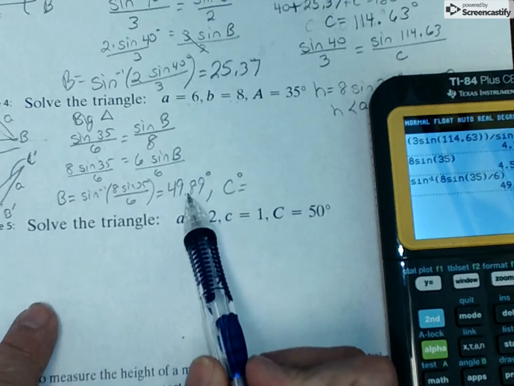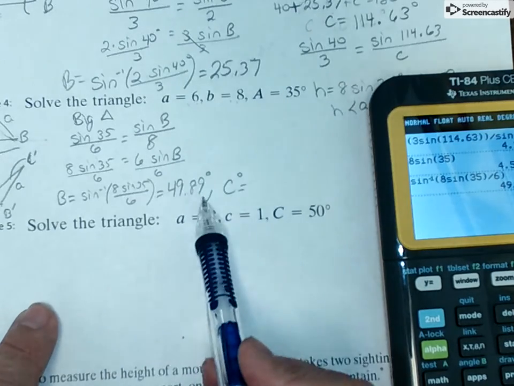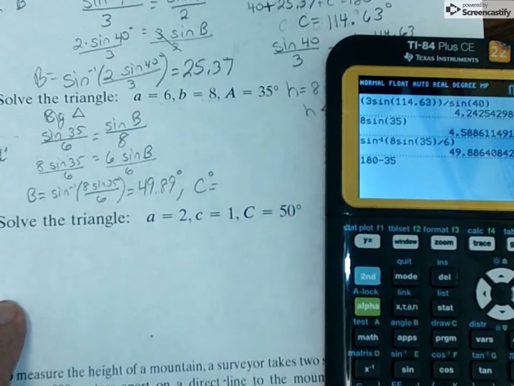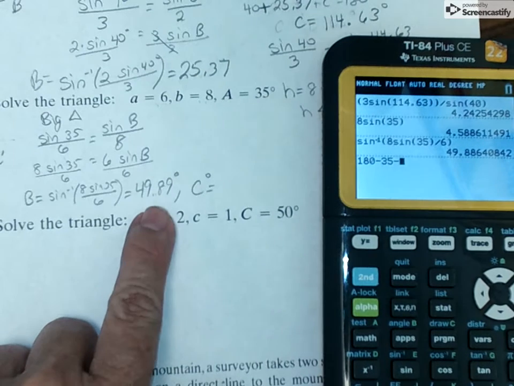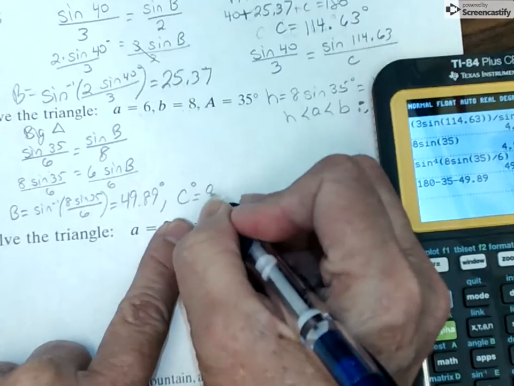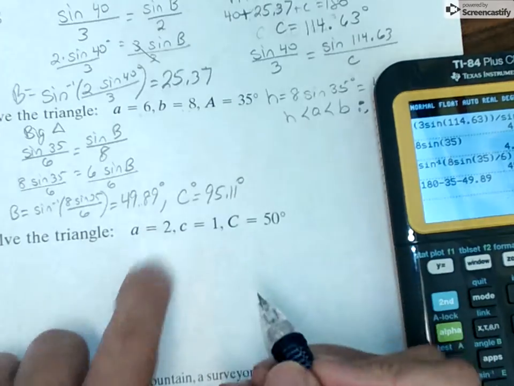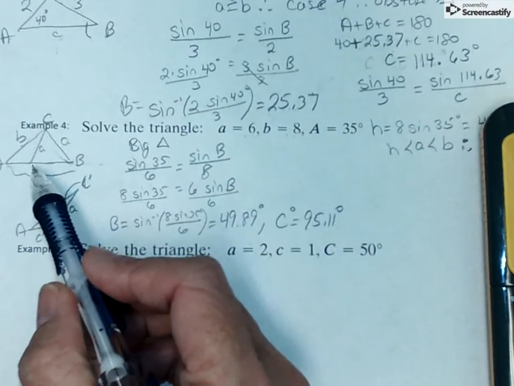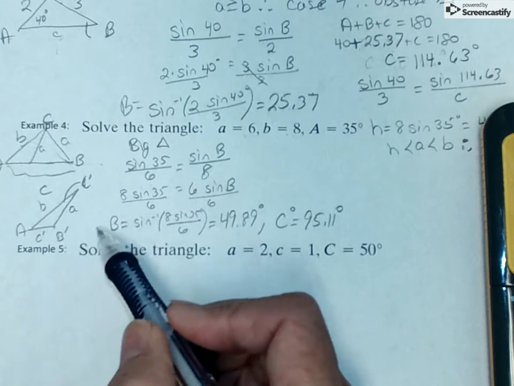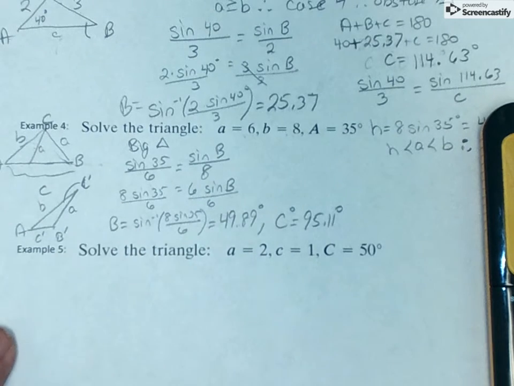We know angle B is this. So A and B subtracted from 180 will give me angle C. So 180 minus 35, which is angle A, minus angle B, which is 49.89. So angle C is 95.11. And again, this is for our big triangle. I still need to calculate for this triangle because we don't know which one it is.